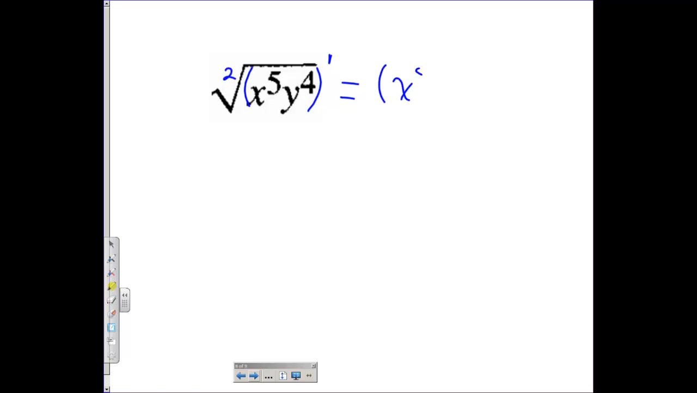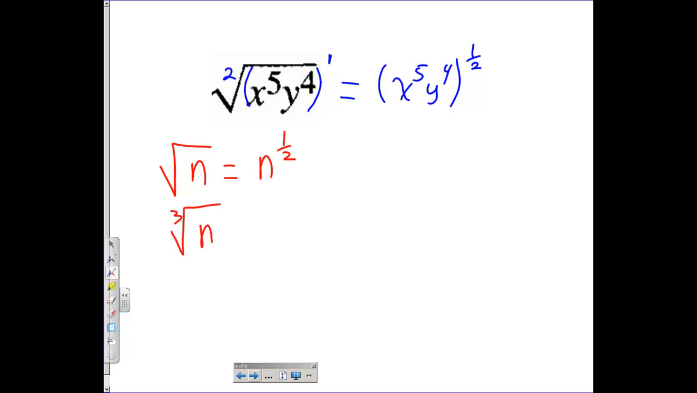So x to the 5th, y to the 4th, and the radical can be rewritten as the 1/2 power. So the square root of anything is the same thing as anything raised to the 1/2 power. And now we have that fraction on the outside, and we don't have a radical anymore. Give you an example here. We got the square root of n, which is going to equal n to that 1/2 power. So the radical means 1/2 power. If I had a cube root of n, that would be to the 1/3 power.